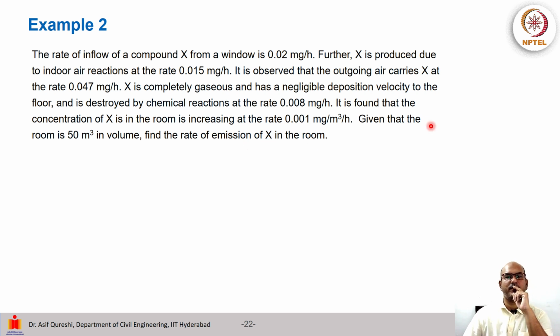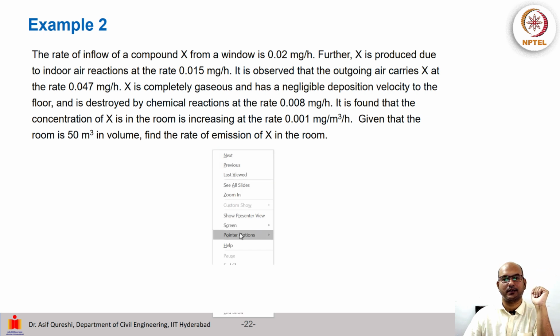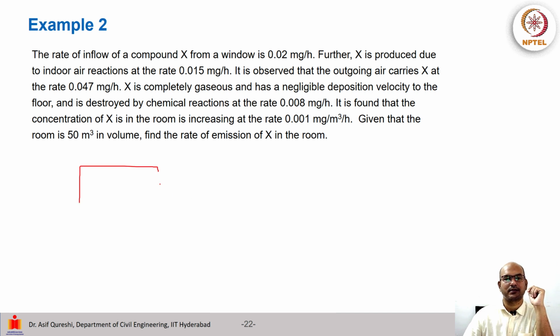Again, we have done all our equations in terms of mass. Now we have been given a little bit of a trick in which we have been given the rate of increase of concentration in the room, which is 0.001 milligram per meter cube per hour. Not to worry: concentrations are not balanced, mass is balanced. So again we will make our mass balance. We have mass which is inside the room.